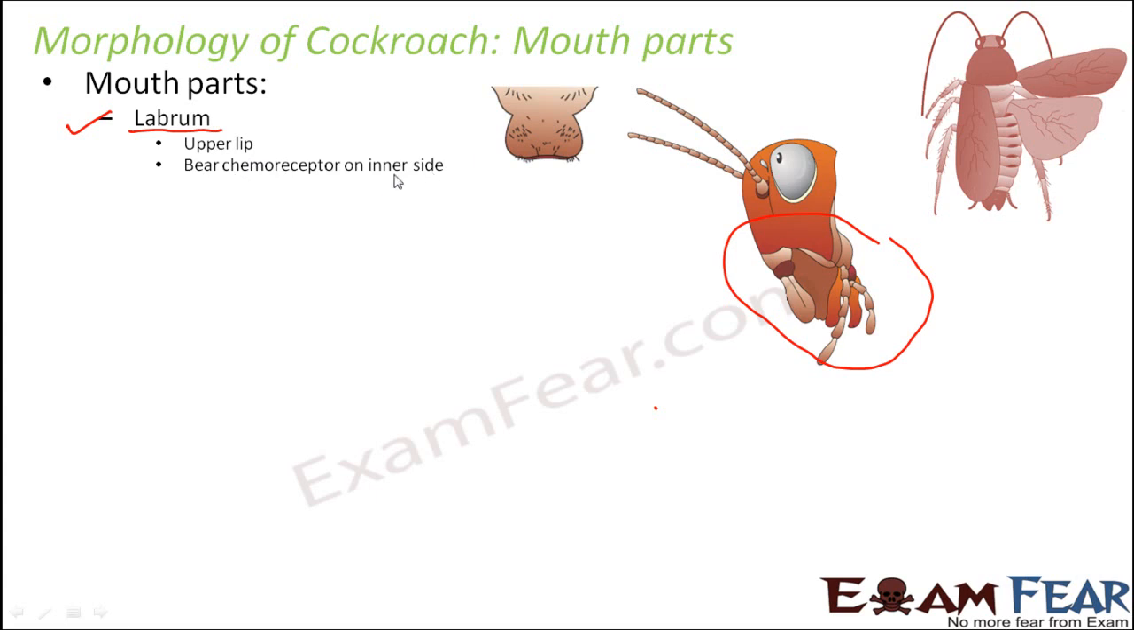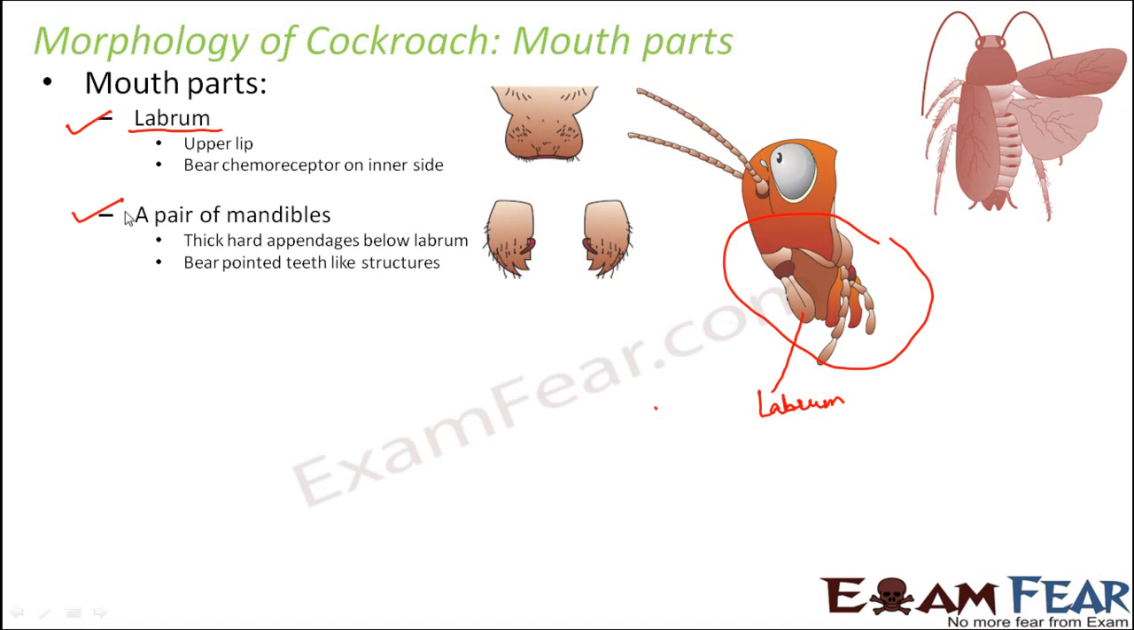So chemoreceptor will detect the presence of chemicals. So where is labrum located here in this figure? This is labrum. So this is a magnified image of the same. So it is nothing but the upper lip. See, this is the side view, right? So this is upper lip, and this orange color thing is lower lip.